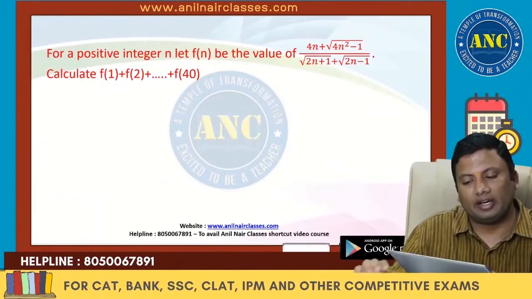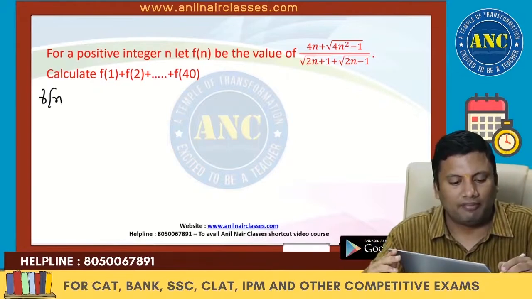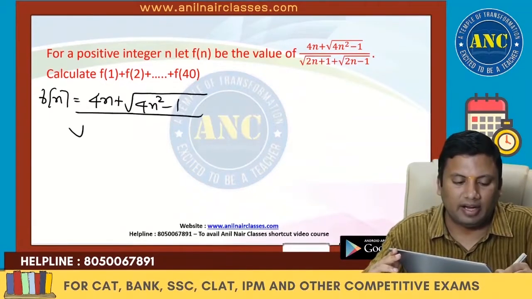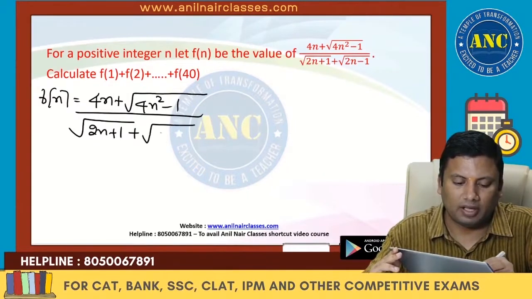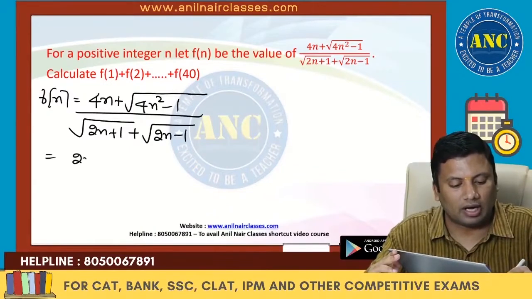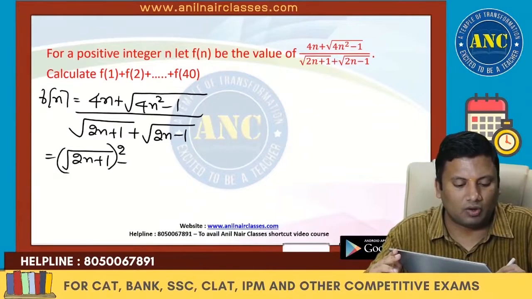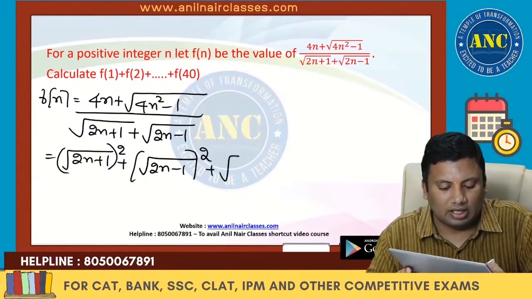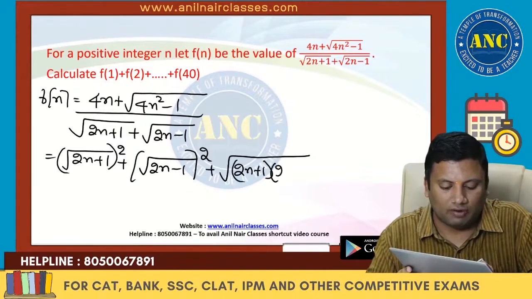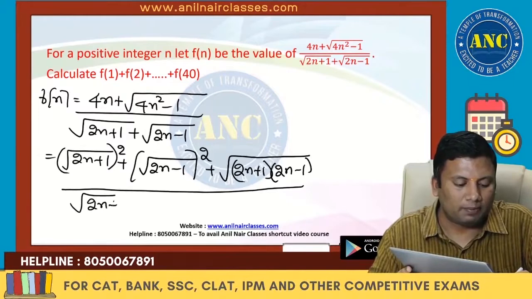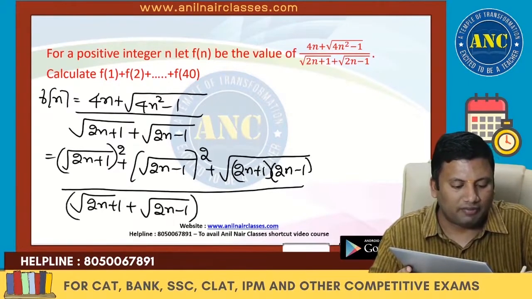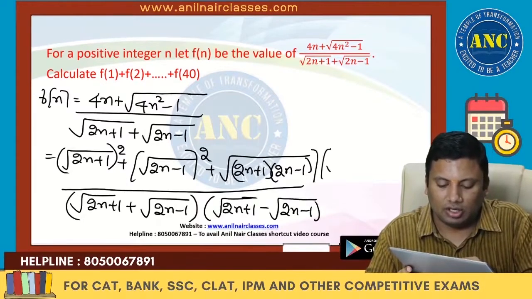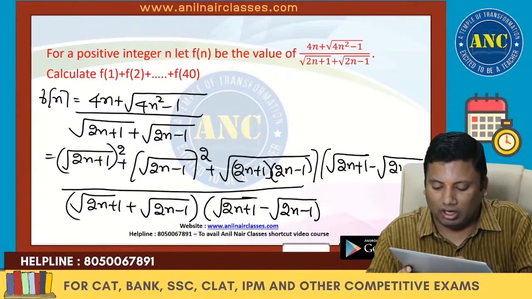Next one, recursive and iterative functions, most commonly asked questions. f of n is 4n plus root of (4n square minus 1) divided by root of (2n plus 1) plus root of (2n minus 1). You can write 4n as root of (2n plus 1) whole square plus root of (2n minus 1) whole square, a square plus b square. The numerator has root of (2n plus 1) into root of (2n minus 1), so multiply with root of (2n plus 1) minus root of (2n minus 1).